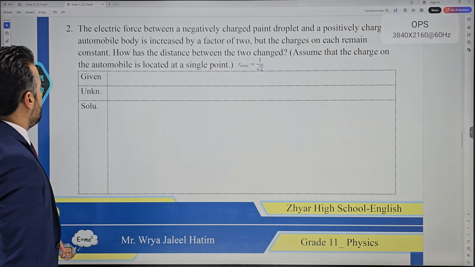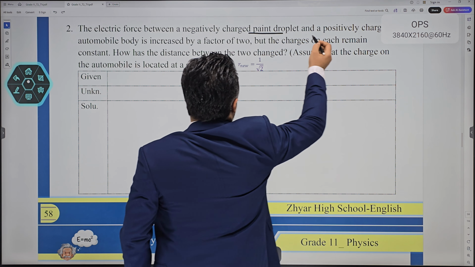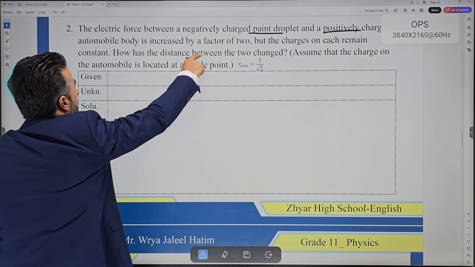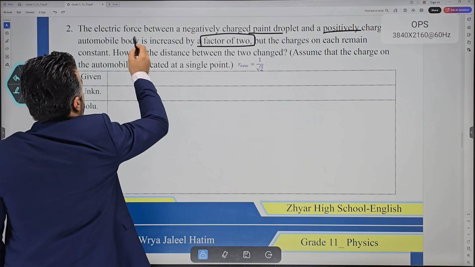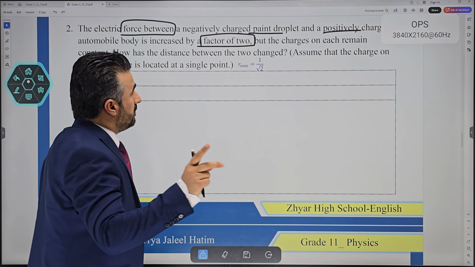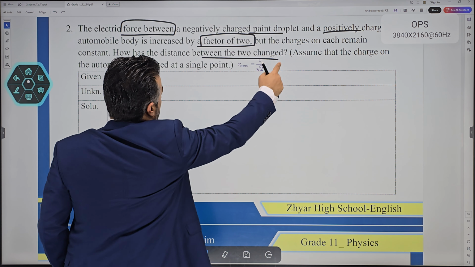The next question talks about the distance. The electrical force between negatively charged paint droplets and a positively charged automobile body is increased by a factor of 2. The force increased by a factor of 2, but the charges on each remain constant. How has the distance between the two charges changed?